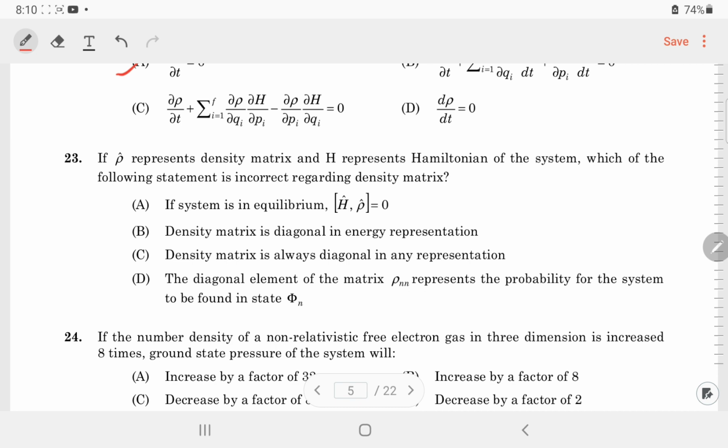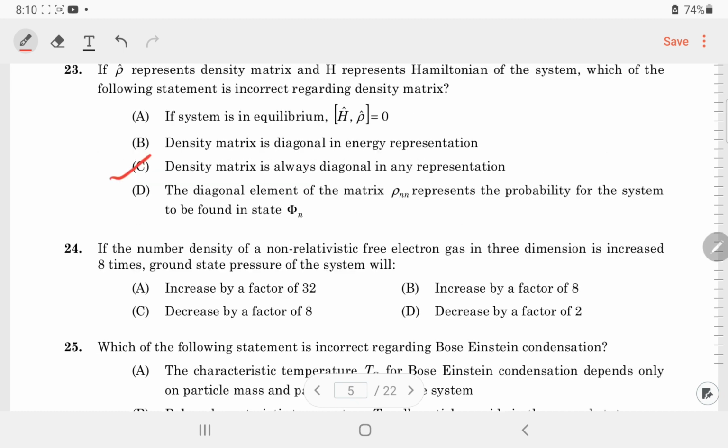If rho represents density matrix and H represents Hamiltonian of the system, which of the following statement is incorrect regarding density matrix? The answer is option C, that is density matrix is always diagonal in any representation. If the number density of a non-relativistic free electron gas in 3-dimension is increased 8 times, ground state pressure of the system will. The answer is option A, that is increased by a factor of 32.